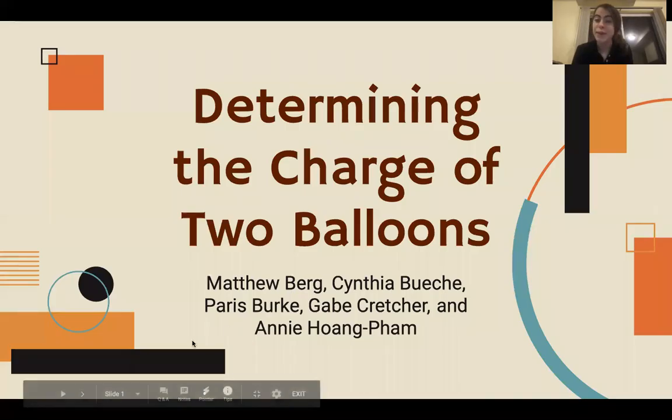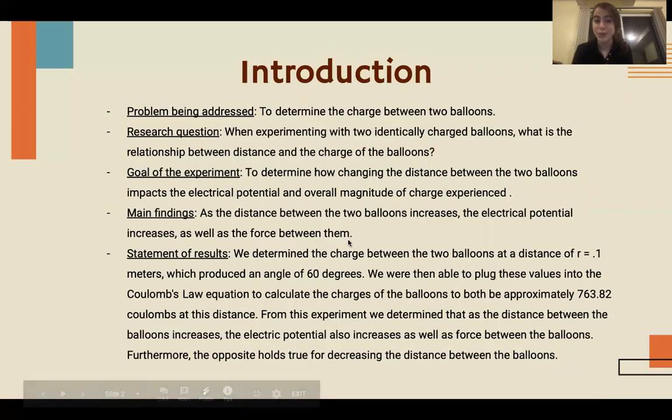Hi, my name is Cynthia, and today I'm going to walk you through our experiment where we determine the charge of two balloons. To introduce it, we mainly researched the question: when experimenting with two identically charged balloons, what is the relationship between distance and the charge of the balloons? The main goal was to determine how changing the distance actually impacted the charge and the electric potential.